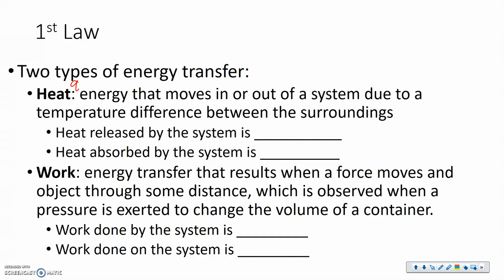If heat is released by the system, then heat, or Q, for example, is a negative number. That's also an exothermic reaction. If heat is absorbed by the system, so from the surroundings it absorbs it into it, it's a positive number. This would be considered an endothermic reaction.